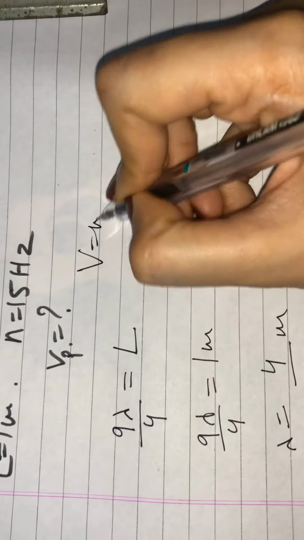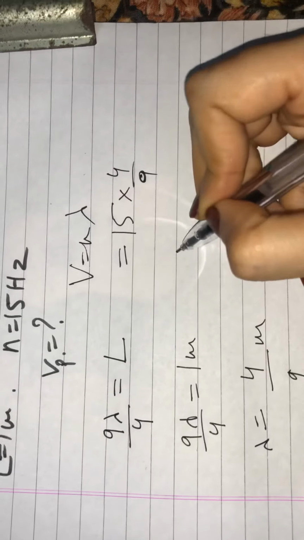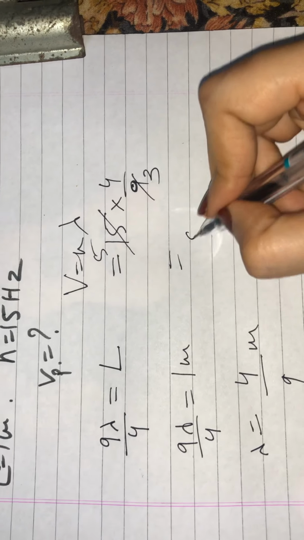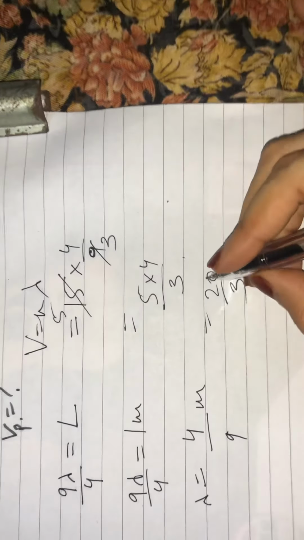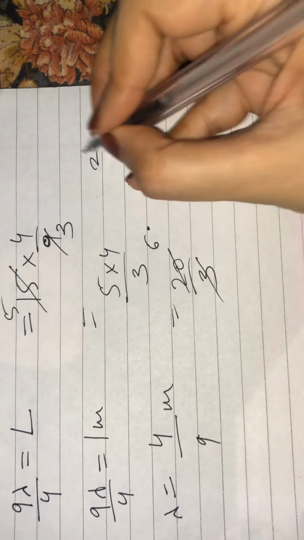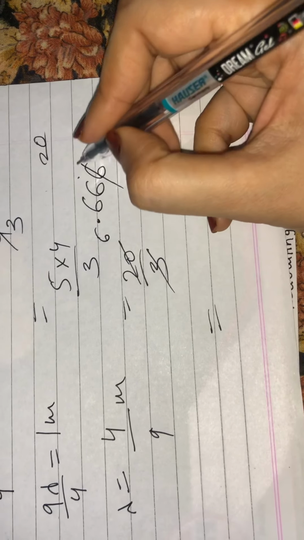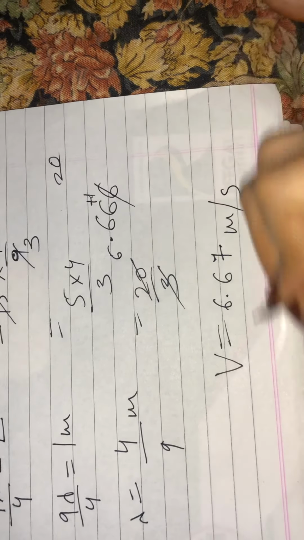We have this formula: V is equal to n lambda. n is 15, lambda is 4 upon 9. So 3 5s are 15, 3 3s are 9. 5 into 4 upon 3, 5 4s are 20 upon 3. 3 6s are 18, 2 remains, 0.20, 3 6s are 18. This goes on. So I'll write it as 6.67, rounding up the last digit since it is greater than 5. And we are finding speed, so it will be meter per second.